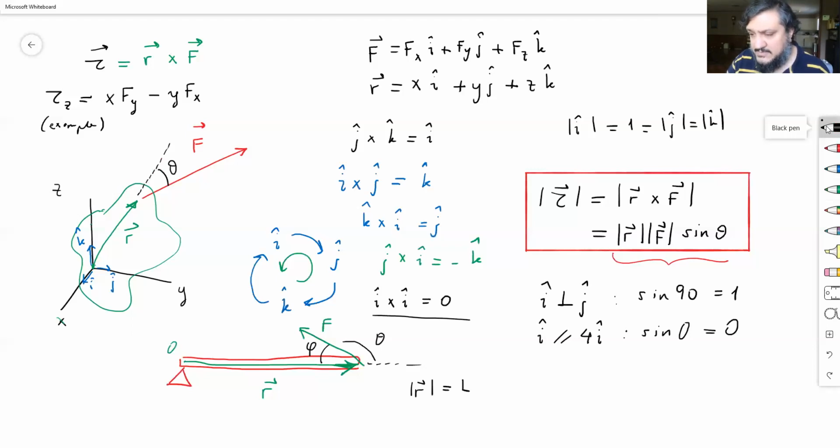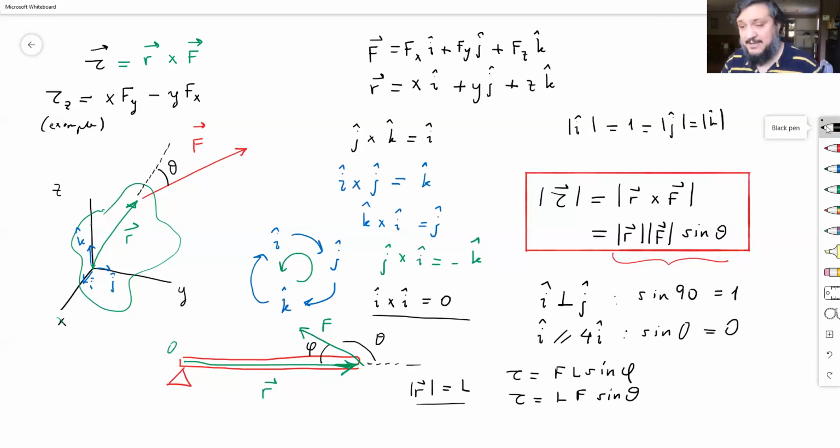So torque was, from the previous slide, F L sine phi. Now we are claiming it's equal to L, which is the magnitude of r, times F times sine theta. So sine phi has to be equal to sine theta, which is the case because they add up to 180.